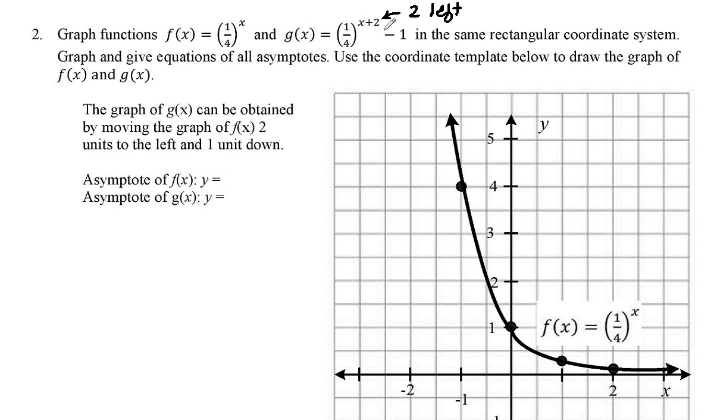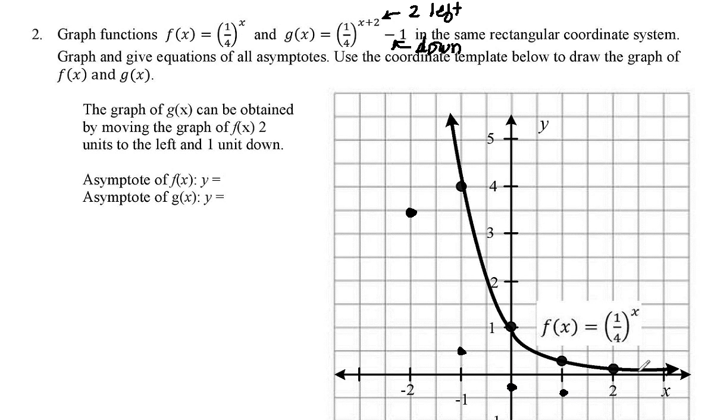When you add or subtract numbers on the outside, those work like they're supposed to. So this -1 is going to shift things down 1 unit. I've already got the graph from above. If yours is different, you can plot the points to get the original graph. Then we take that graph and shift it 2 to the left and 1 down. So all these points shift 2 to the left, 1 down, here, here, and this one.